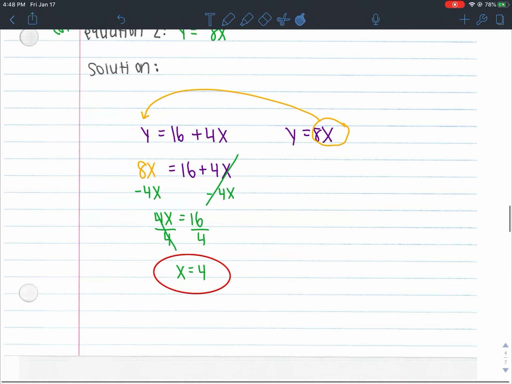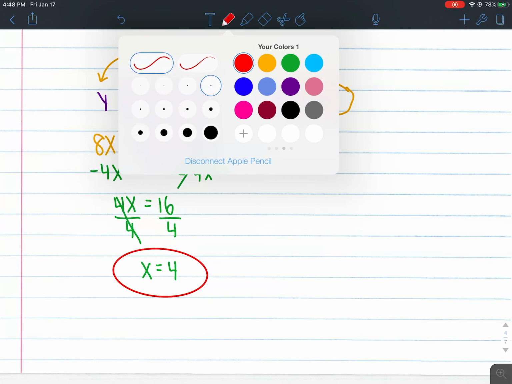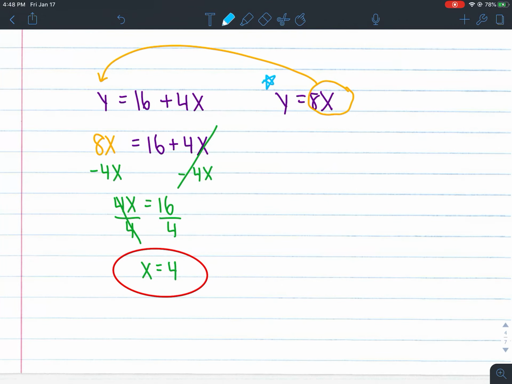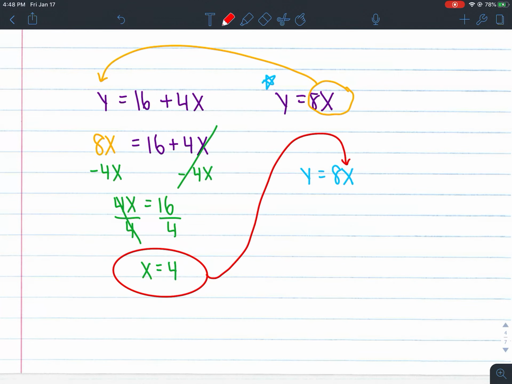Well, what do I know? I've got to plug it back in to find the other half, right? So let's pick an equation. It doesn't matter which one. Let's go ahead and pick this one: y equals 8x. We're going to plug in x equals 4 for the x value. So you have y equals 8, and in parentheses, 4.